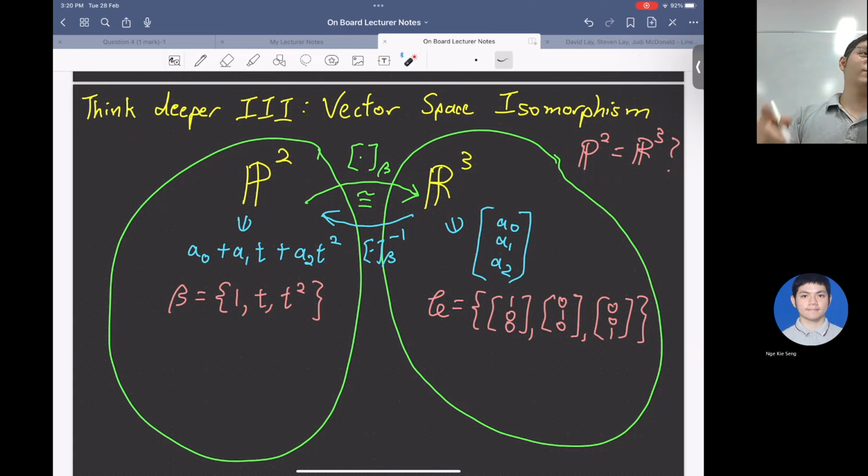The key here is they are expressed differently, so their elements look different. One looks like this, the other looks like this. They are different in their notation, but as vector spaces they are the same because they have the same structure. If you extract out these coefficients, they operate the same. This is called vector space isomorphism.